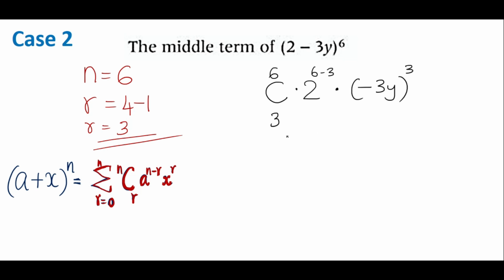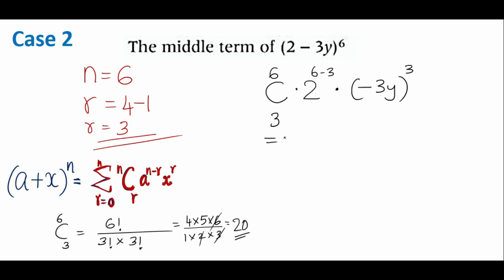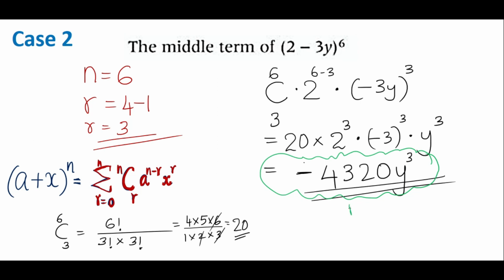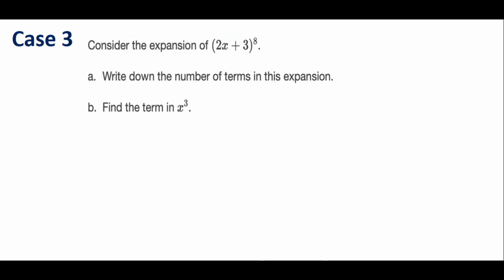R here is 3. Now this is going to be equal to 20 multiplied by 2 to the power of 3 multiplied by (negative 3) to the power 3 multiplied by y to the power 3. So again, you can use your calculator to figure this out, which is negative 4,320 y cubed. So the final answer here is this. Moving to the next question.